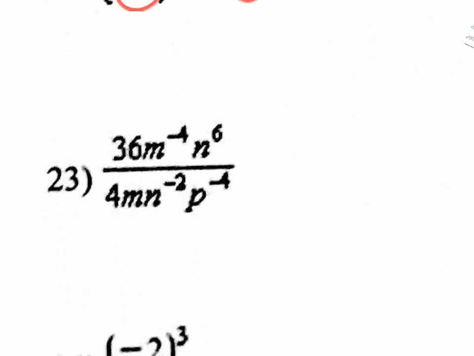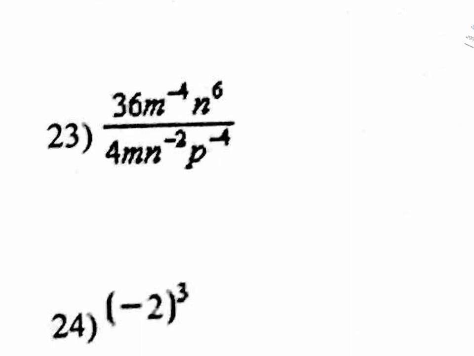Moving on. 23. I like to look at the coefficients first. 36 divided by 4. What is 36 divided by 4? 9. And that belongs on top, right? And then I'm going to go for moving negative exponents around. So before moving anything, let me start my new answer over here. I have a 9 up on top.